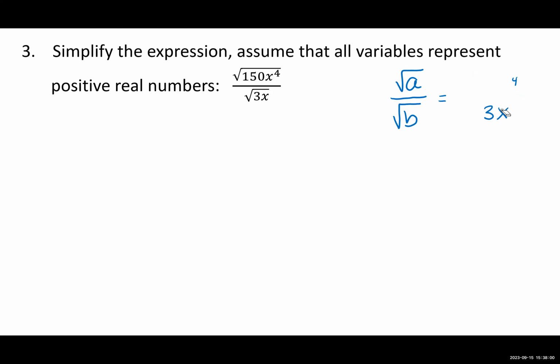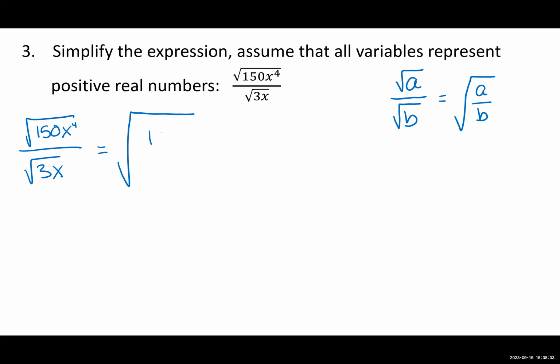Let me write that in a more general form. The square root of a divided by the square root of b is the square root of a over b, or the fraction of square roots is equal to the square root of the fraction. So if we look at this problem, we have the square root of 150x to the fourth divided by the square root of 3x. Now we can write this as a single square root: 150x to the fourth over 3x.